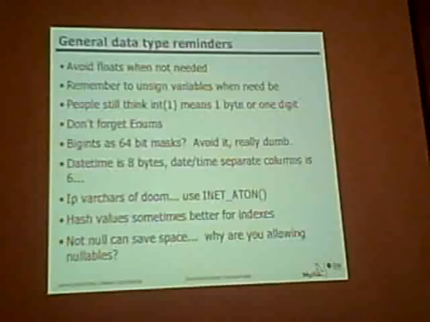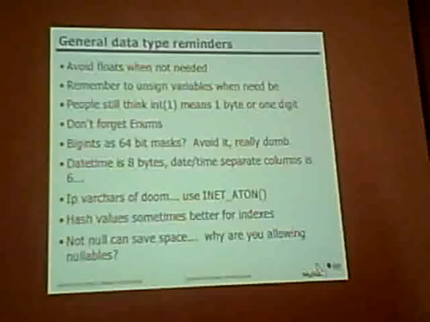All right, so just kind of a summary: some other data type practices that are probably good. Like I said, avoid the floats. Use unsigned variables. If you don't need negative numbers, don't use negative numbers. I once met a developer that used a special value of minus one.